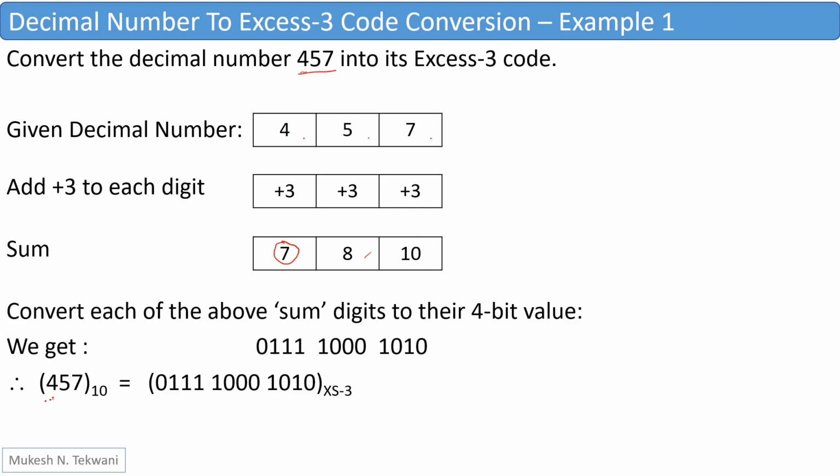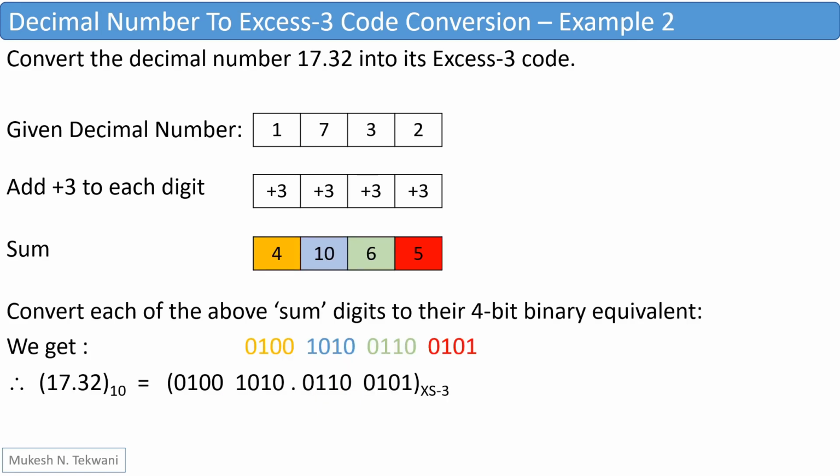And therefore, 457 of decimal is equivalent to 0111, then 1000, and then 1010. This is in Excess-3, and this is usually indicated by writing the subscript XS-3.